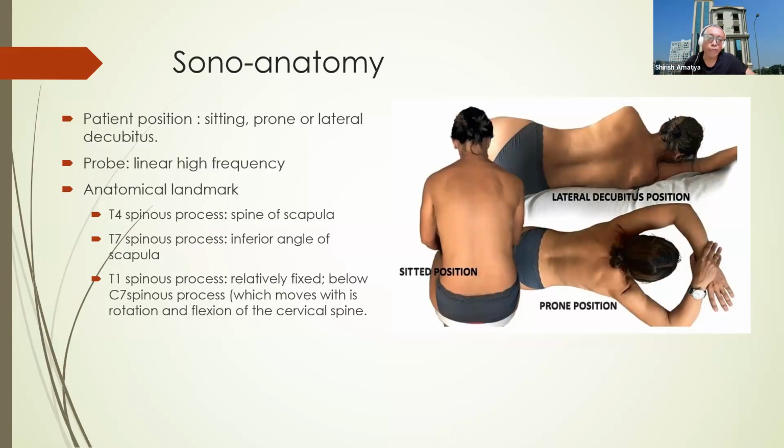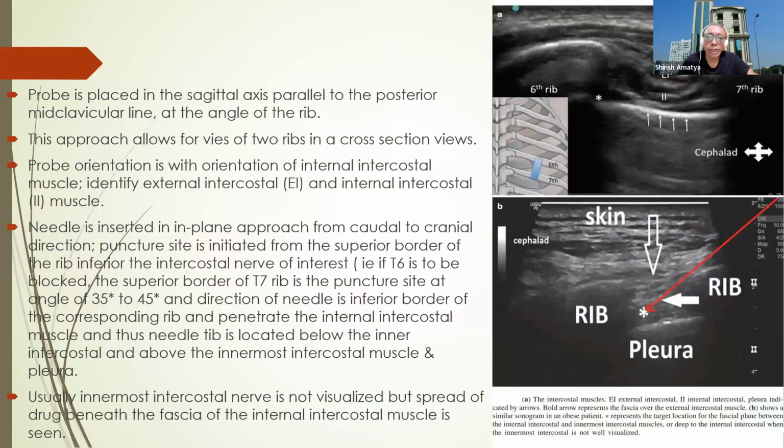So these are the few anatomical landmarks for you to guide the thoracic level, and by this we can calculate the level of the intercostal nerve that is to be blocked, and we can put our ultrasound over the area and then easily block the intercostal nerve. So regarding the procedure for blockage of the intercostal nerve, normally we can put the probe in the sagittal axis, which is parallel to the posterior mid-clavicular line.